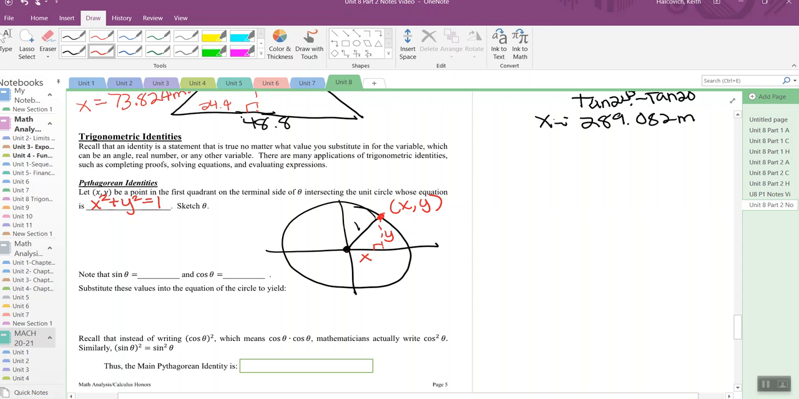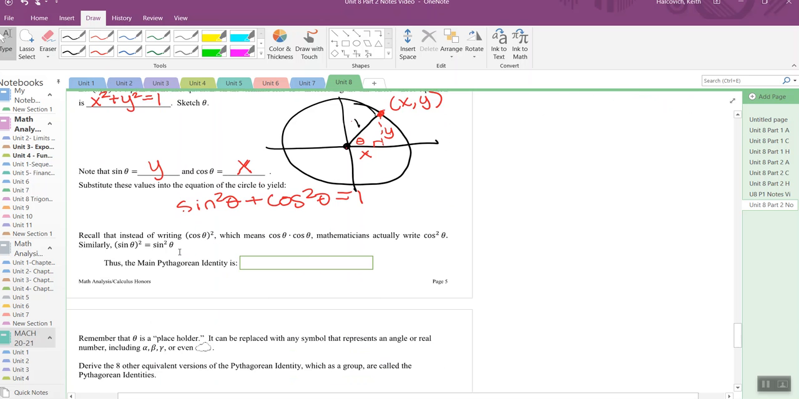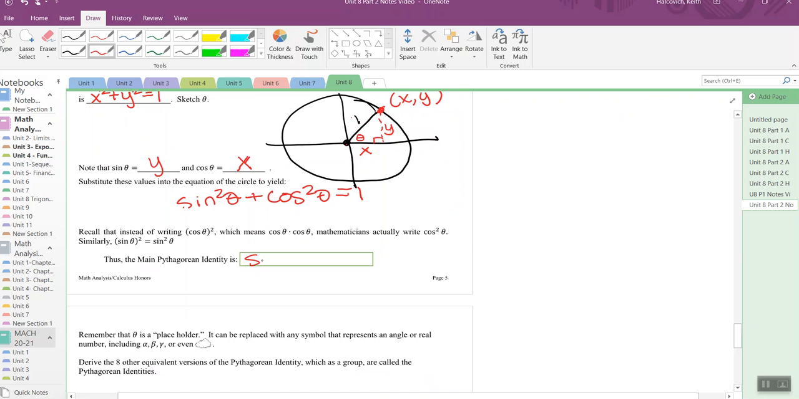Notice that if you did trig ratios, opposite from the reference angle here, opposite over hypotenuse is y, adjacent over hypotenuse is x. So substituting that into the equation would give you that sine squared plus cosine squared is equal to 1. So that is the main Pythagorean identity, sine squared plus cosine squared is equal to 1.